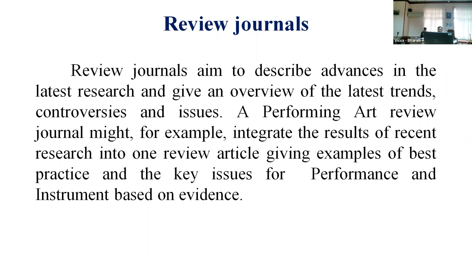A journal might, for example, integrate the results of recent research into one review article, giving examples of best practice and the key issues for performance and instruments based on evidence. This is the main difference between the peer review journal and the review journal: it has no editorial board. Only the chief editor is wholly responsible in the case of a review journal.